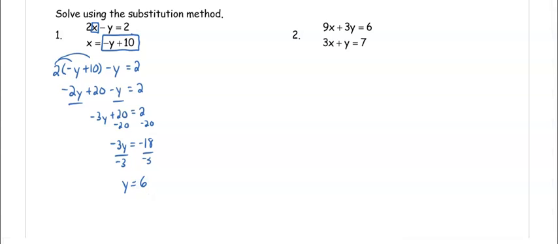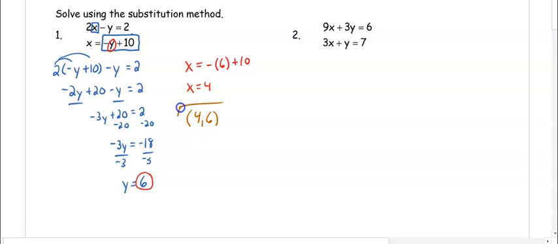Y equals 6. Once we know y, we can take that value and substitute into either equation. I'm going to substitute into the second one this time. So we have x equals negative parentheses 6 plus 10. Negative 6 plus 10 is 4, so x equals 4. So our ordered pair would be 4, 6.